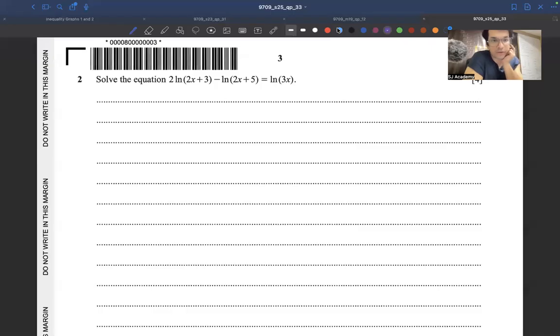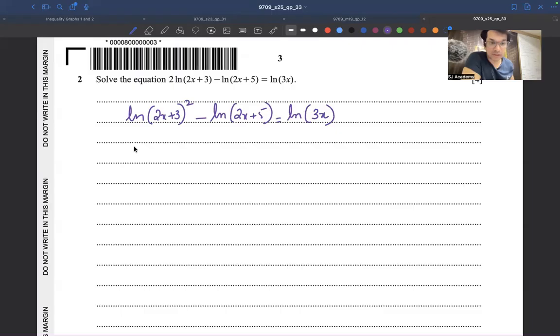Question number 2, we have to solve the equation 2 ln of 2x plus 3 minus ln of 2x plus 5 equals ln of 3x. Now in the first step, we can write it as ln of (2x plus 3) whole squared minus ln of 2x plus 5 equals ln of 3x. So this can now be written as ln of (2x plus 3) whole squared divided by 2x plus 5 equals ln of 3x.